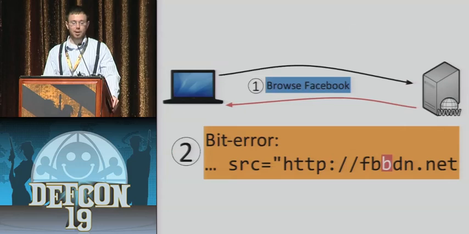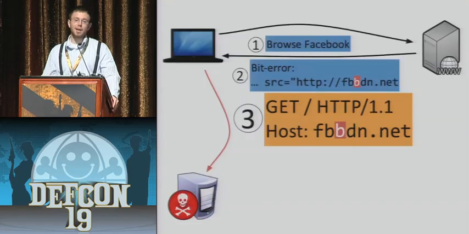Then you will connect to my BitSquat server, and in your host header, you will say fbbdn.net because the bit error occurred before you ever looked the domain name up. You are bound to connect to fbbdn.net because the bit error happened in the actual content. And now this content didn't actually have to get corrupted somewhere on the server end. It could have entirely been corrupted in, let's say, the memory of your iPhone.